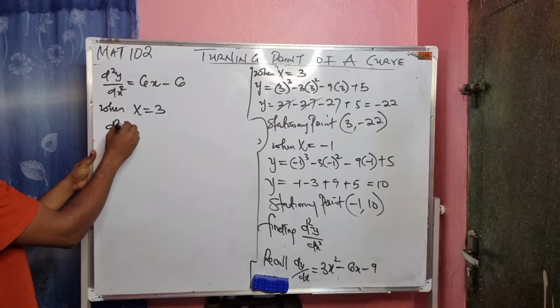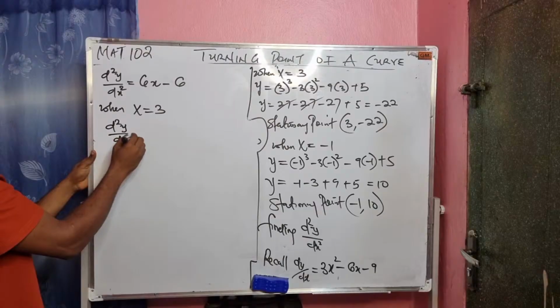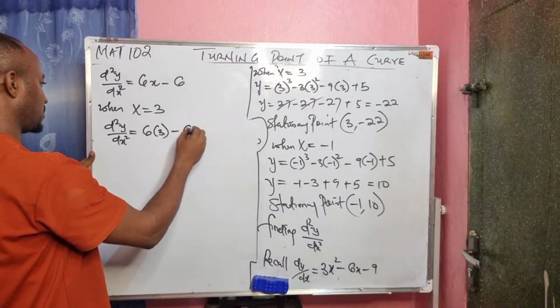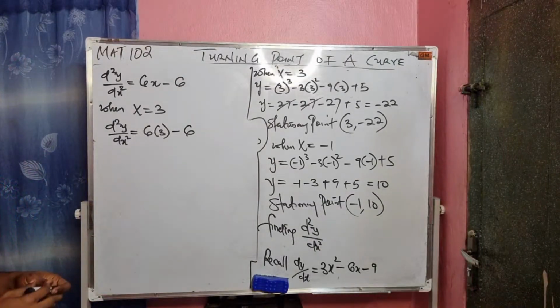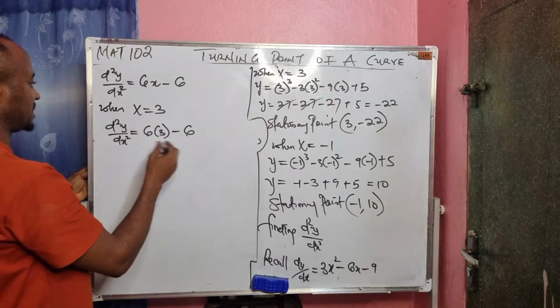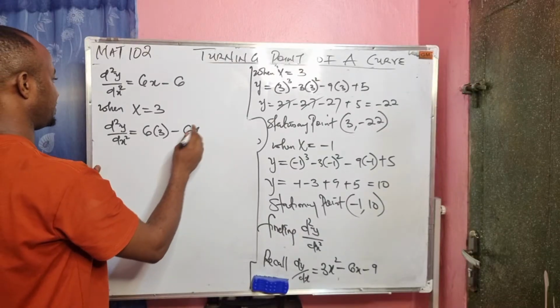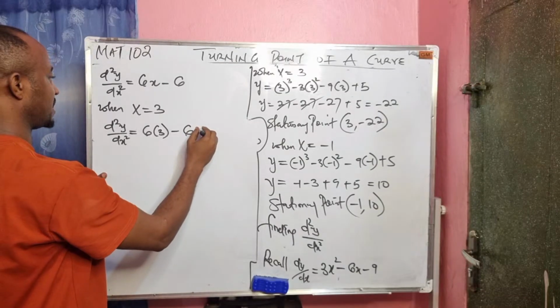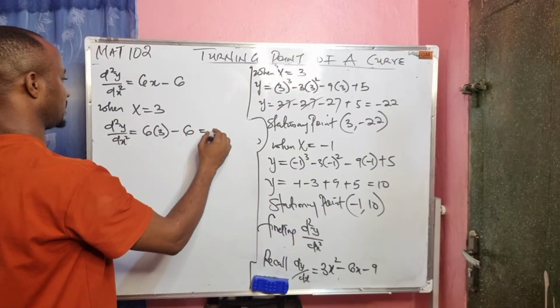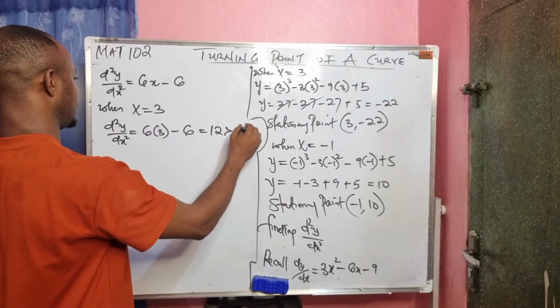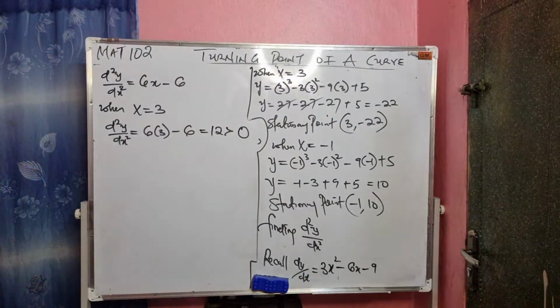So that will give us d²y/dx² equals 6 times 3 minus 6. All right, so 6 times 3 is 18. 18 minus 6 is 12, right? 12. Okay, so we have 12, and 12 is actually greater than 0. 12 is greater than 0.